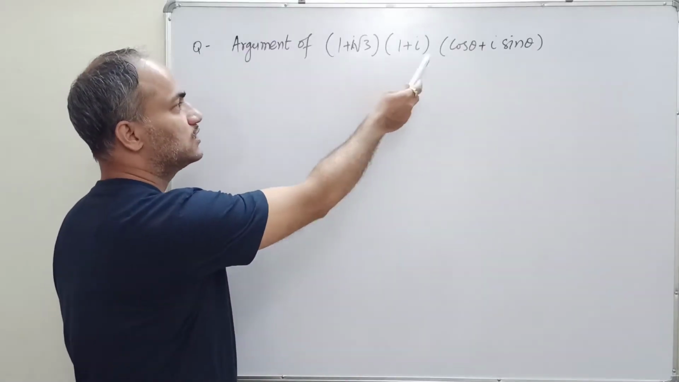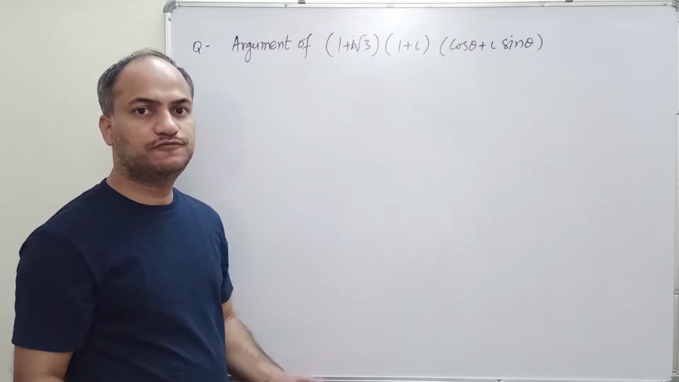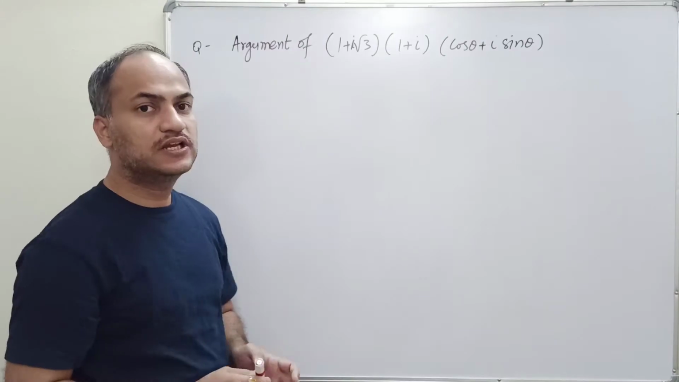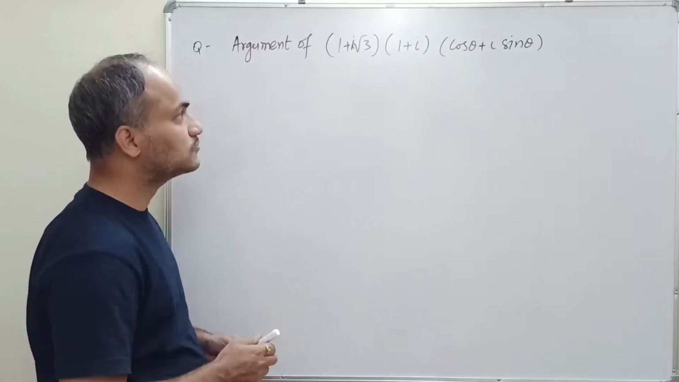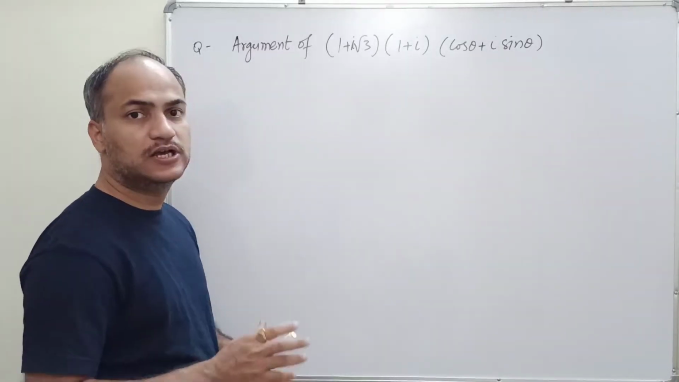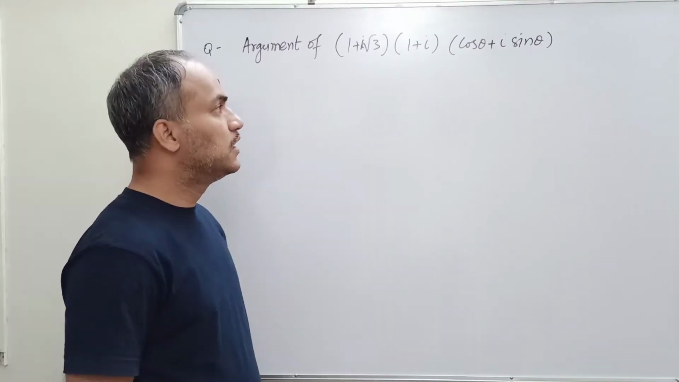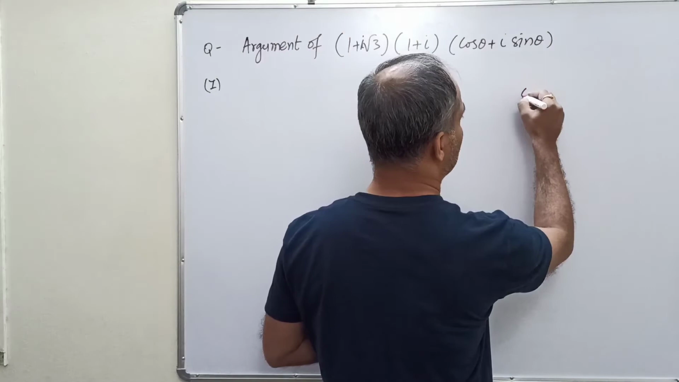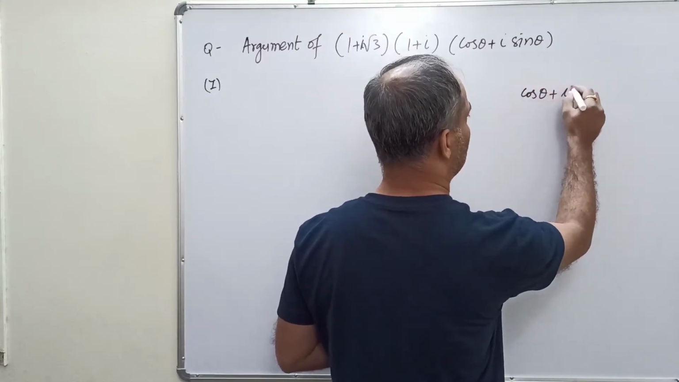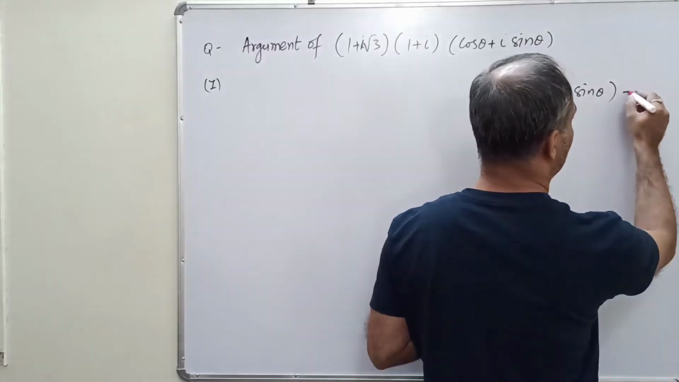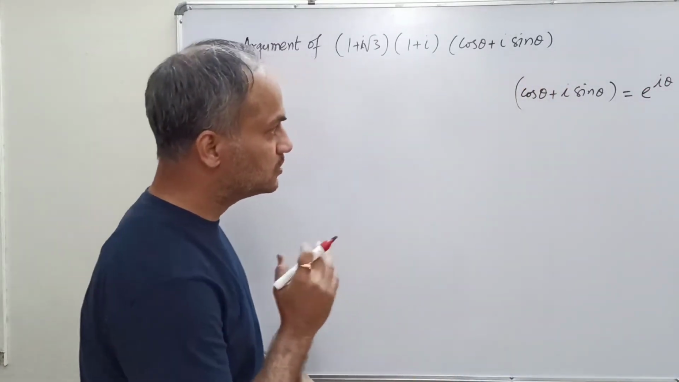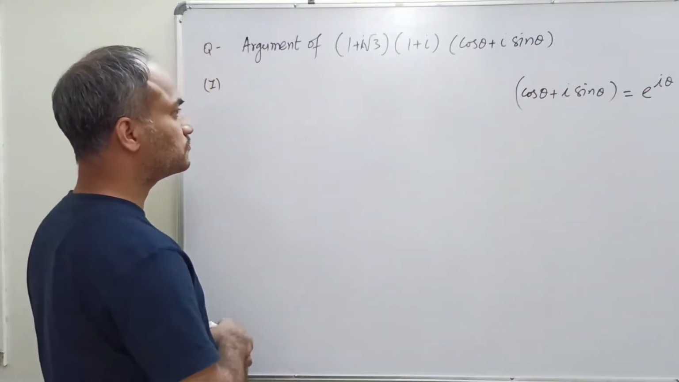Here we are given these complex numbers and we have to find the argument of the product. It means we have to find the angle. So we will discuss all the methods that exist here. So first method we are discussing here. What is the theorem? The theorem says that cos theta plus i sin theta we can write as e to the power i theta. This is De Moivre's theorem.